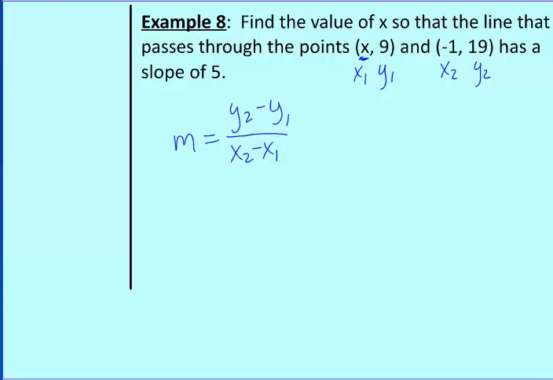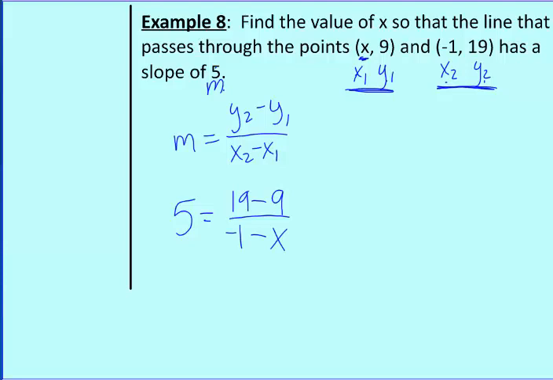Some of you might notice some solving issues as you substitute in your numbers and variables. Remember, you can switch them and use x2, y2 here and the x1, y1 there if you like. I'm going to go ahead and continue working with this one. Now, we want a slope of 5. Since that's my slope, that's my m. m is the slope. So I'm going to plug the 5 into the slope spot. y2 is 19 minus y1, which is 9, over x2, which is -1, minus x1, which is x.